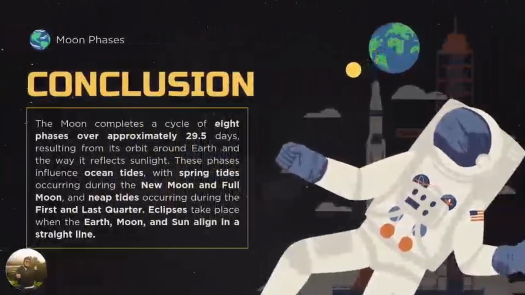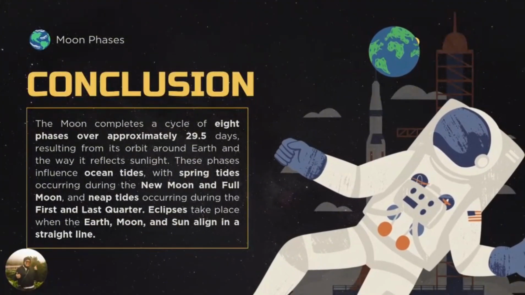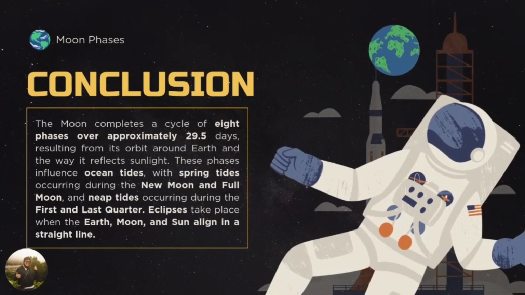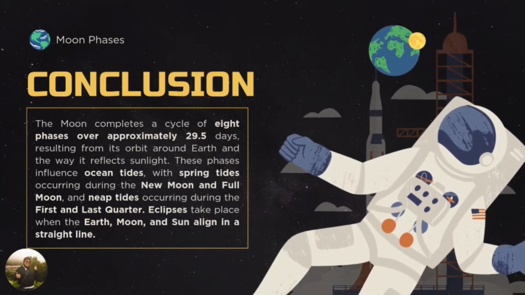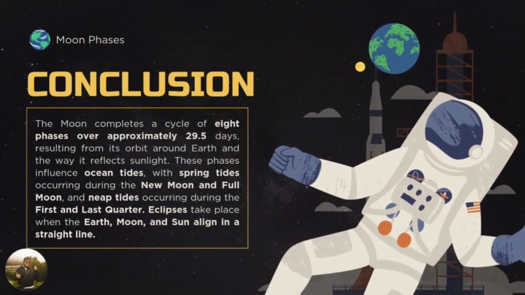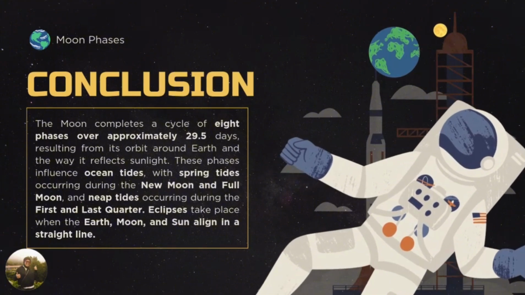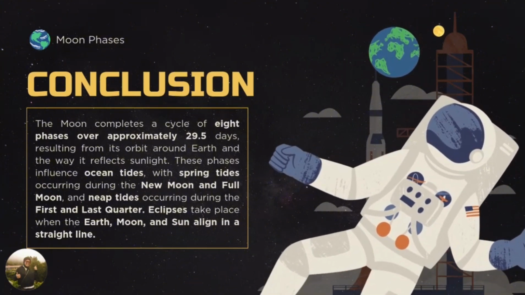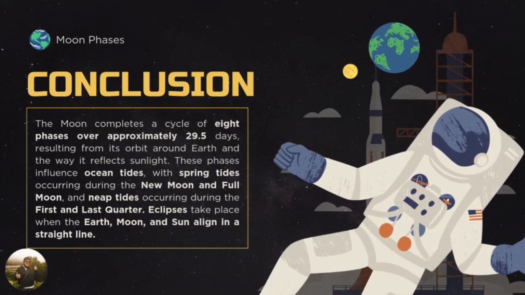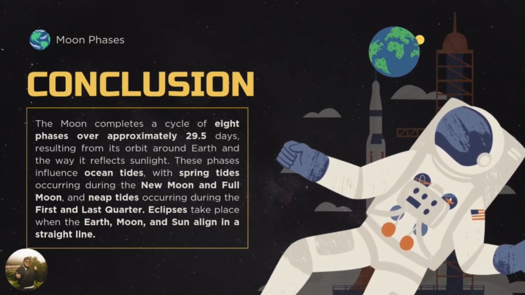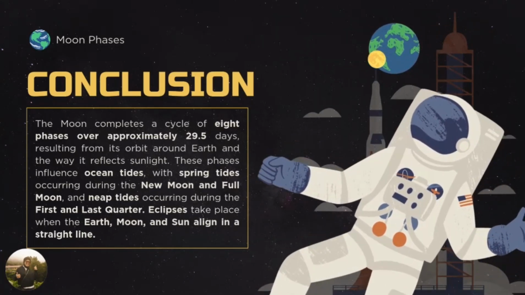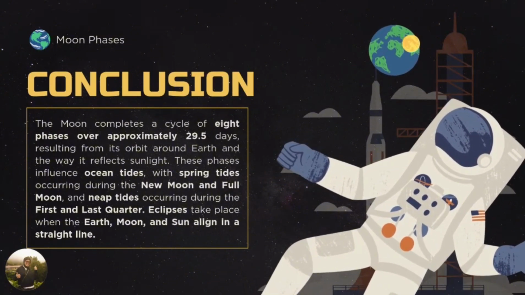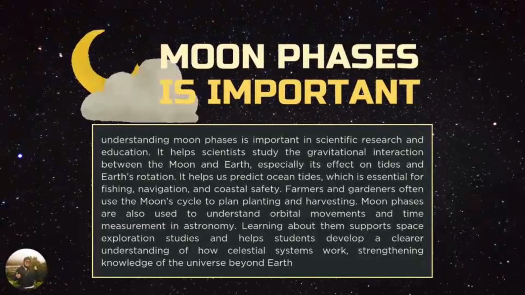Summary of the moon phases. The moon completes a cycle of 8 phases over approximately 29.5 days, resulting from its orbit around Earth and the way it reflects sunlight. These phases influence ocean tides, with spring tides occurring during the new moon and full moon, and neap tides occurring during the first and last quarter. An eclipse takes place when the Earth, Moon, and Sun align in a straight line.